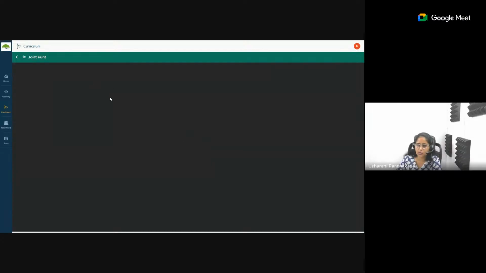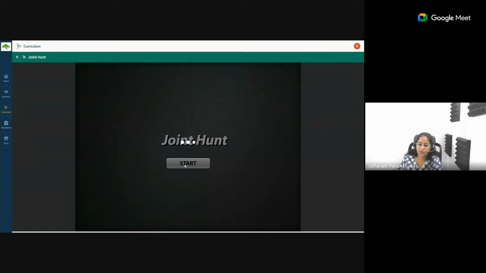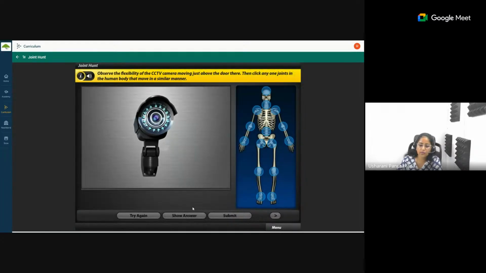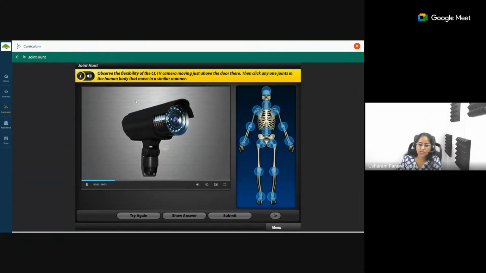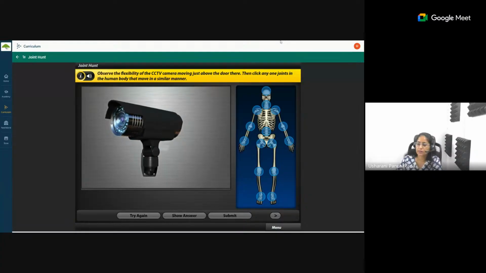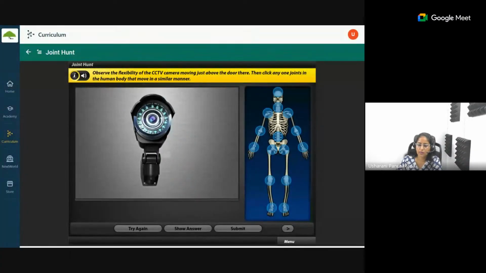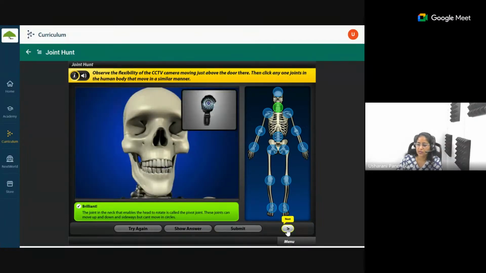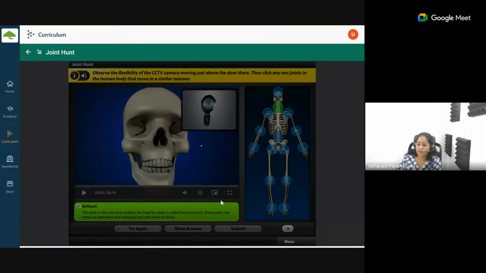Just 2 more samples I'll show, and then we'll wind up the session. So this is where you observe the flexibility of a CCTV camera moving, or the door there. Then click any joints in the human body that move in a similar manner. Once the video is done, it will ask you to click on any similar joint, like a hinge joint or a ball and socket, but this is similar to a pivot joint working model, whatever movement they have shown. Then we can see how both are related.